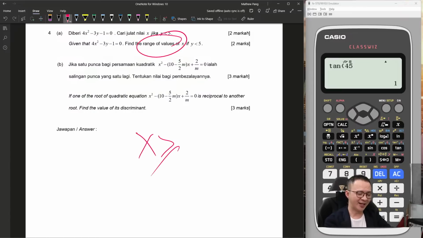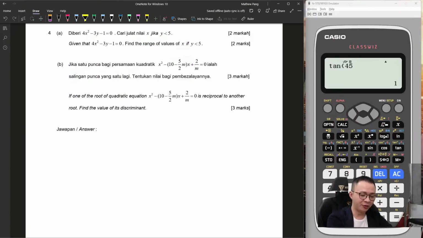It can be any inequality sign. This is why we call it range, right? And if x equals something, they will just ask you to find the values of x. They won't say find the range of values of x. So read the question wisely.